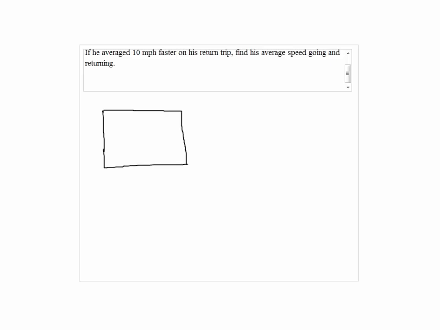First, we're going to make a chart. The first row is for going, and the bottom one will be coming back. And we have distance equals rate times time. And since one way is 300 miles, we have 300 miles for both going and coming back.